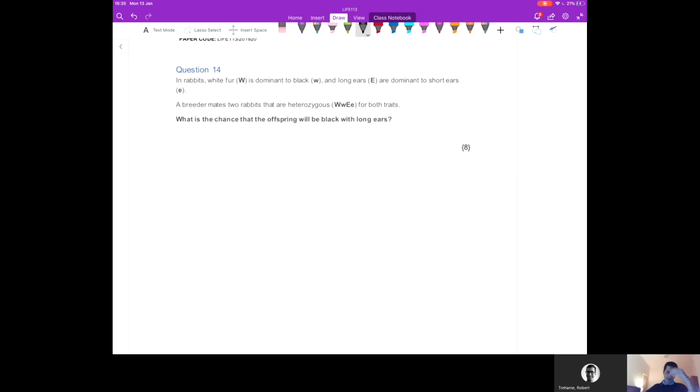Let's read the question. In rabbits, white fur, capital W, is dominant to black fur, lowercase w. And long ears, capital E, are dominant to short ears, lowercase e. A breeder crosses 2 rabbits that are heterozygous for both traits. Okay, what is the chance the offspring will be black with long ears?